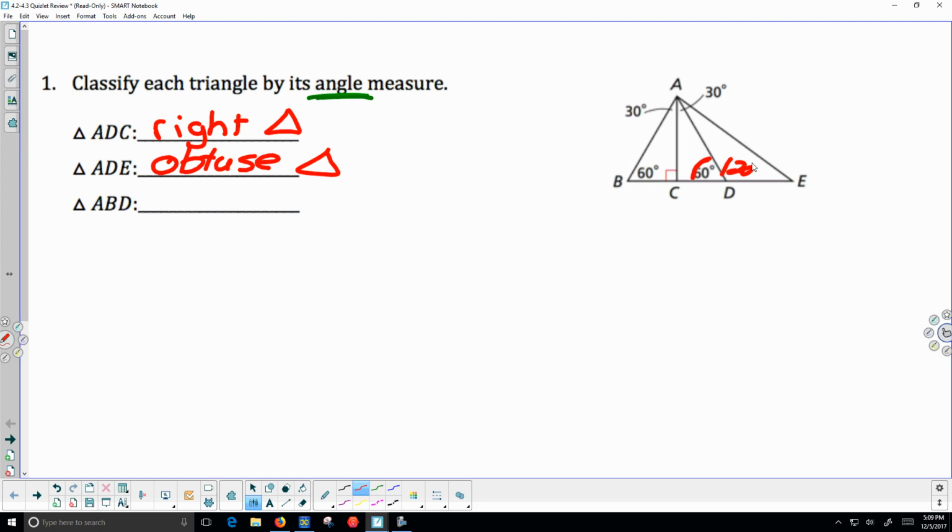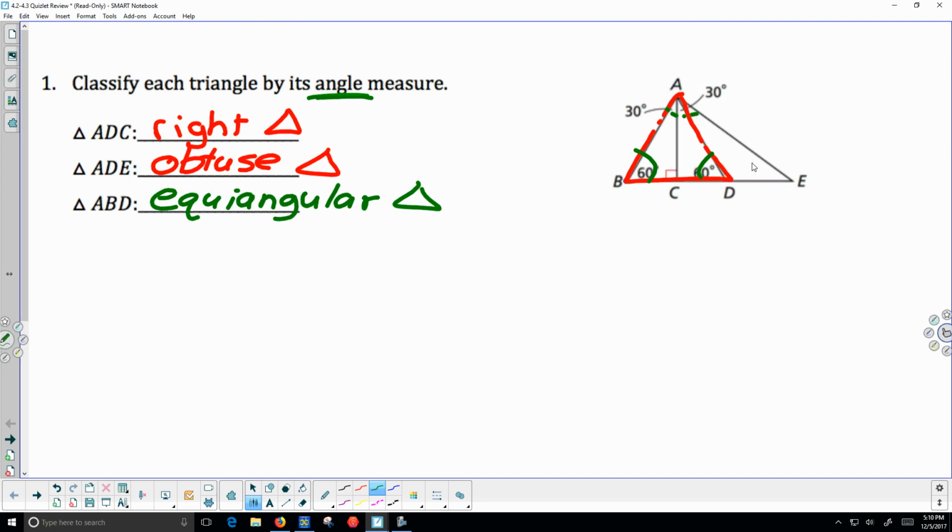Awesome. So then our last triangle that we are looking at is triangle ABD. And it looks like I have a 60-degree angle, another 60-degree angle. All triangles add up to be 180 degrees. So this must also be another 60-degree angle. So this is going to be an equiangular triangle. All right, equiangular. It's not equilateral.